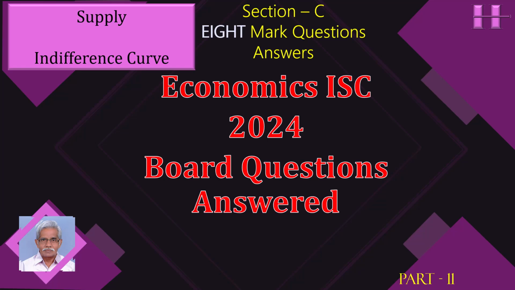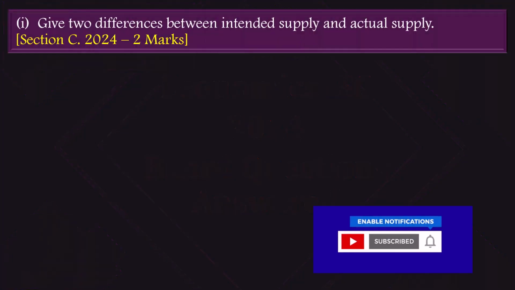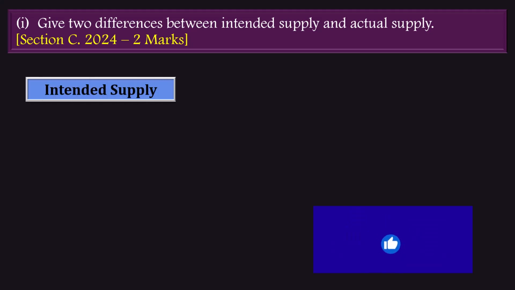Now the questions. Subdivision 1. Give 2 differences between intended supply and actual supply. It carries 2 marks. Answer.